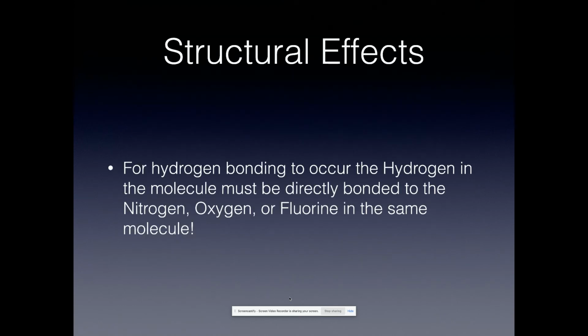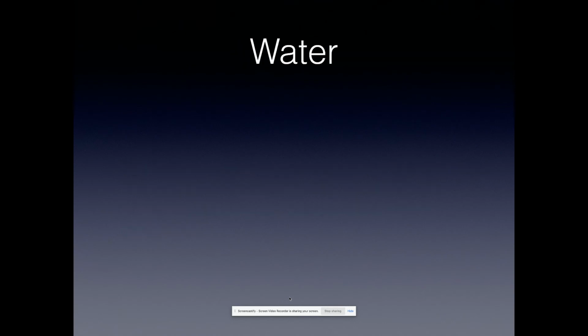Now, it isn't just the presence of the nitrogen, oxygen, or fluorine that matters. The hydrogen atom has to be directly bonded to it. So within that one molecule, water, the oxygens and the hydrogens are bonded to each other. And that means that you can have hydrogen bonding with a second water molecule. So we got to look at some structural stuff today.